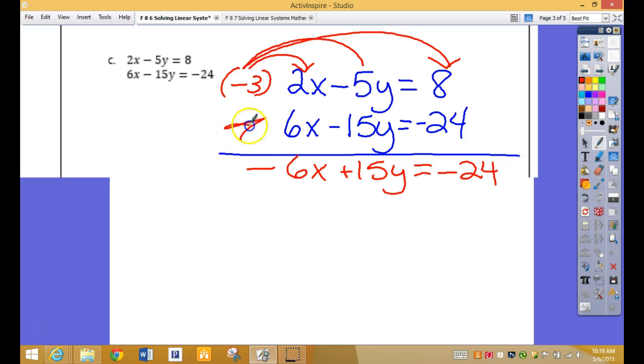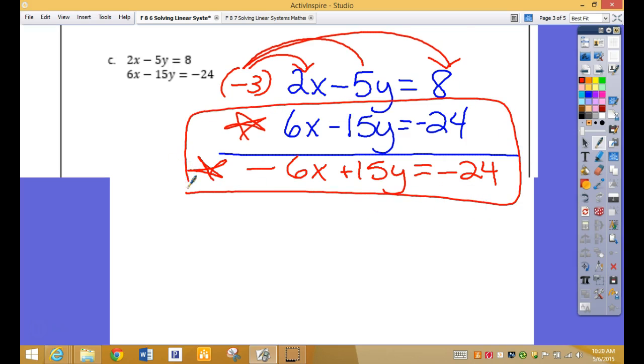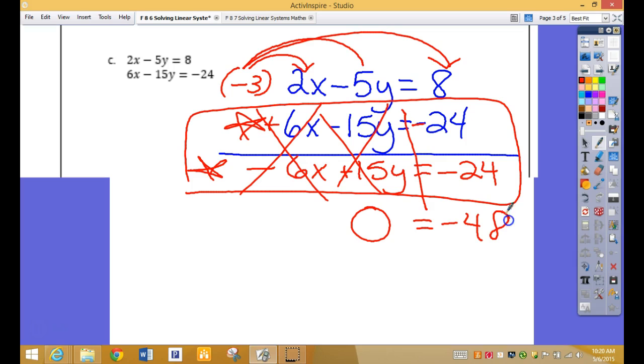Now, what happens? Here's our two new equations that we're using. Combine those. What happens here? +6x, -6x? Canceled. -15y, +15y. Cancels out. Oh, I have 0 left on this side of the equation. -24 and a -24 is? -48. Therefore, the winner is no solution. No solution was the answer.